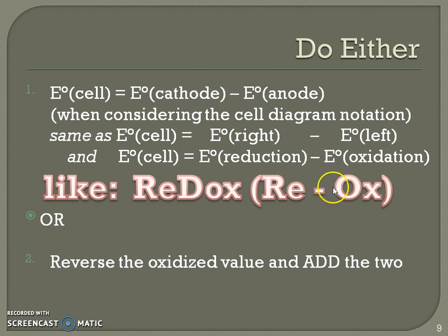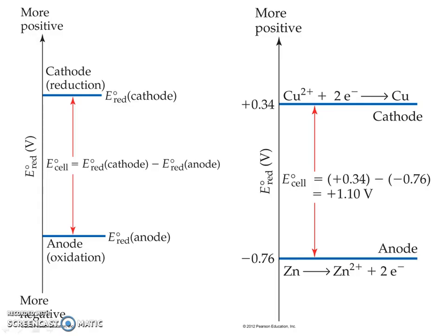We can do it that way, or what's going to happen is the list that they give us is a list of reduction reactions, which means for the oxidation reaction, we have to flip its sign and then we just add them. So again, we're either doing some subtraction or we're reversing the sign of the oxidized guy and then adding the two. It does the same thing, just letting you know.